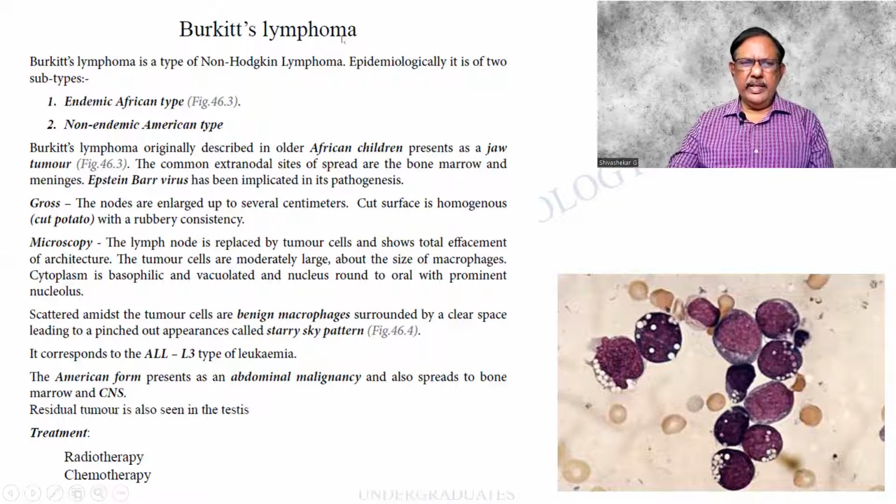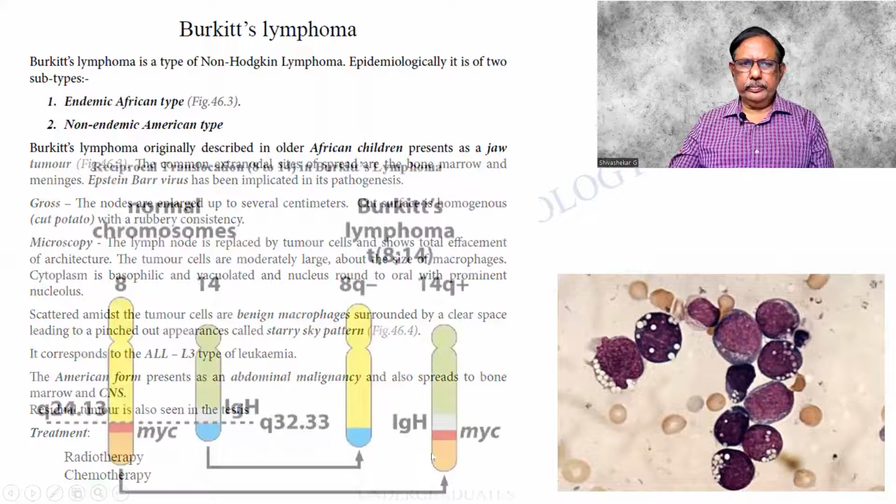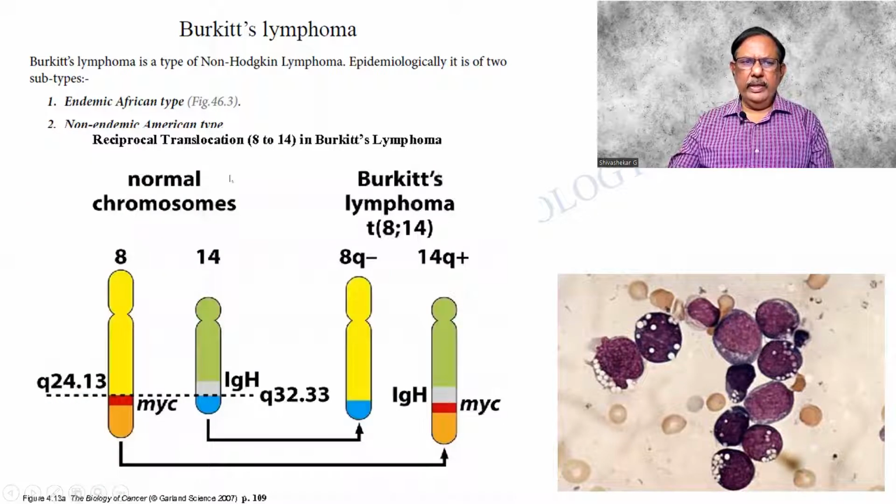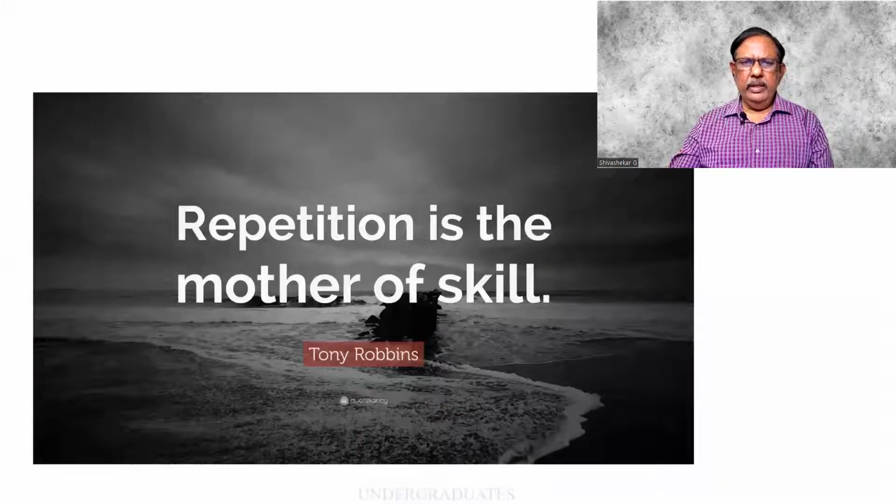There can be other sites. Go to your text and read this up. Also, you find that there can be a translocation, a reciprocal translocation. From 8, it goes to 14. From 14, it goes to 8. So there is a translocation between 8 and 14 in the long arms, which is called the reciprocal translocation. Definitely, you can mention it or you can draw a diagram of it.